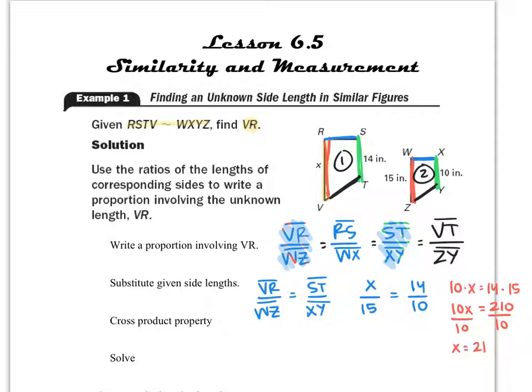Now we're not quite done yet because this is a side length, so our final answer is that side length VR, which is what we were trying to find, and make sure you put that side length symbol on top, equals 21 inches.